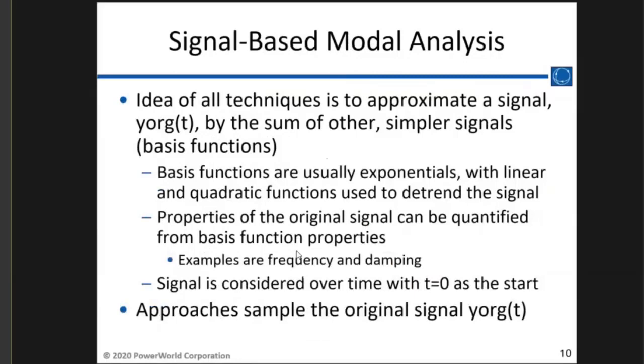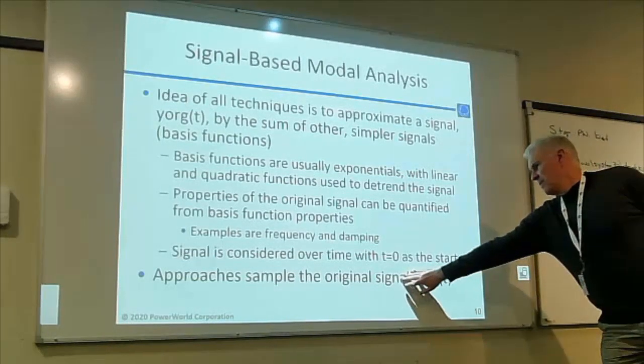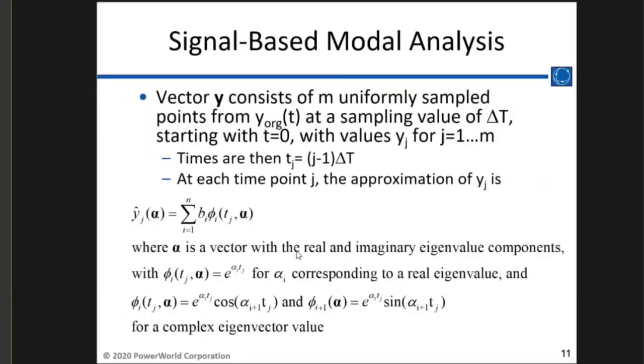So the idea of all these techniques is to approximate a signal, let's say y org sub t, by the sum of other simpler signals, and we'll call them the basis functions. Usually they're exponentials, but you can also do linear and quadratic functions. Then we quantify properties of the original signal by looking at the basis functions. The approaches are based on sampling the original signal. So all of these work by sampling a signal.